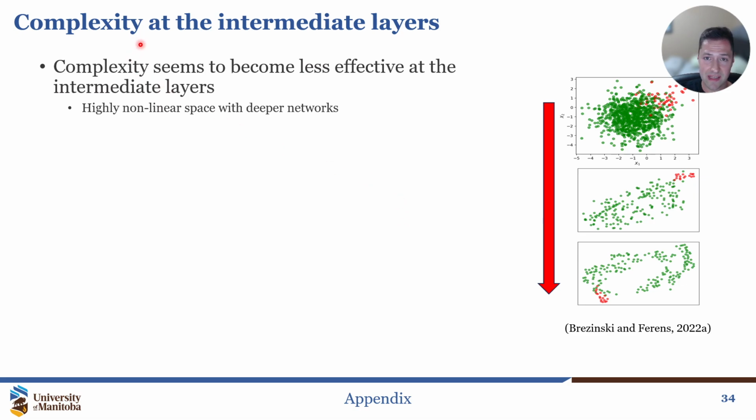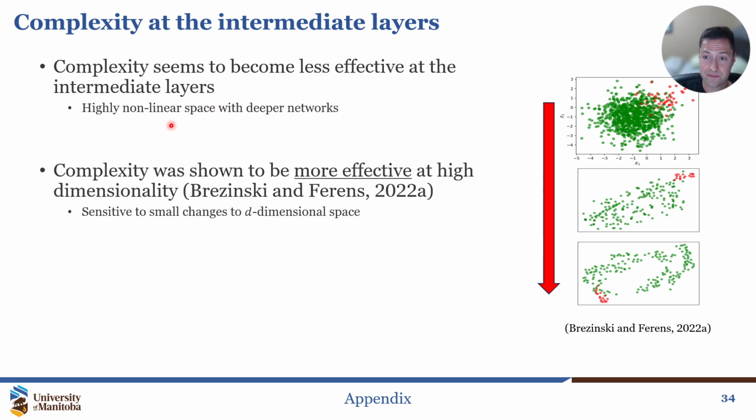I think this maybe is the last slide, which is a discussion of the complexity of the inner layers. I've mentioned this a few times, that you have the first layer, the second layer, third layer. As the layers go on, you're getting these higher order, highly nonlinear feature spaces. We found that the complexity layer seems to be less effective at these intermediate layers, and that's because it's very highly nonlinear. One thing we did note, the complexity was shown to be more effective at high dimensionality. So this goes to the fact that the complexity layer tends to be better at computing the complexity at these early layers where it's not so highly nonlinear.